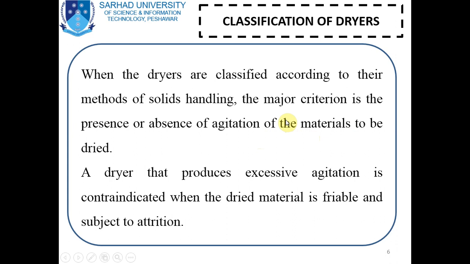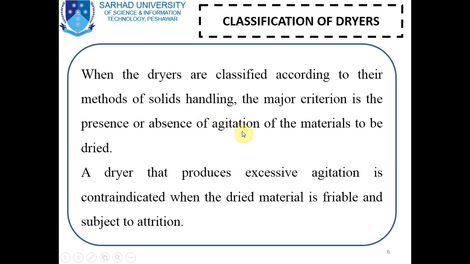We are going to dry a material on the basis of this classification of solid material handling. The major criteria we will select while classifying the dryer on the basis of solid material handling is either the presence of agitation of the material which is to be dried in that particular dryer, or the second one, the absence of agitation.